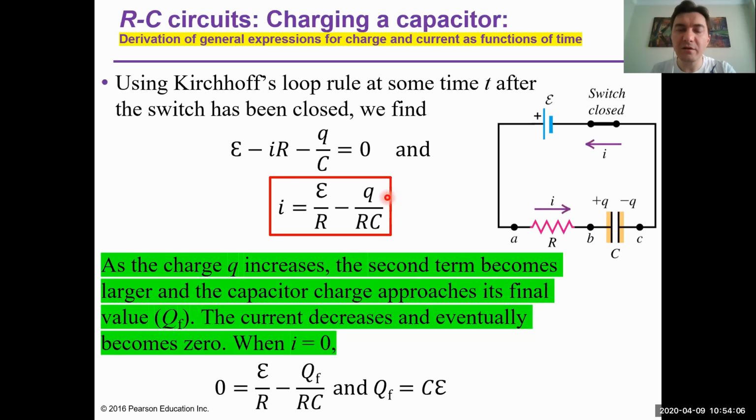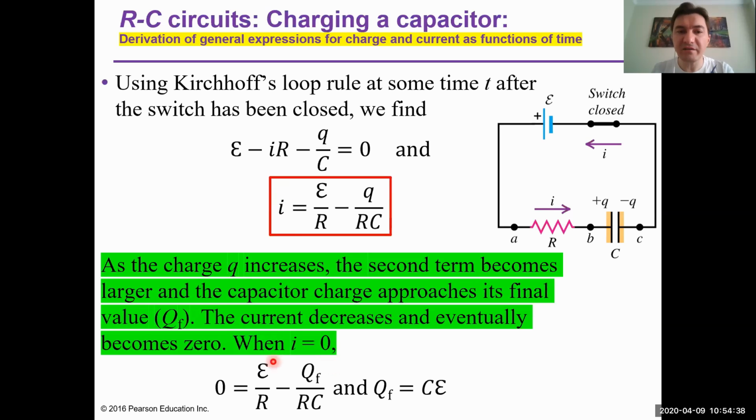So let's consider that we are charging the capacitor. You increase the charge, and this term, which is a negative number, keeps increasing in magnitude, and it becomes equal to the first term. Then the current becomes zero when the capacitor is fully charged.